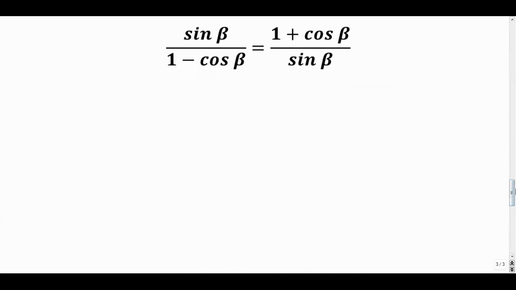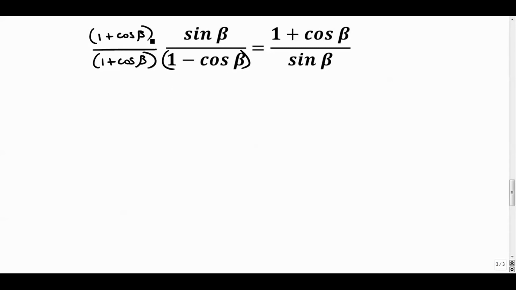At this point, you probably want to try this one on your own. Pause it, give it a shot, and then press play, see if you got it right. I'm going to change my left-hand side here. And I'm going to use a trick that I used in my previous video. When I see a denominator that doesn't have any squareds in it, I want to try to get it to have squareds in it. So what I'm going to do is multiply the top and bottom by its conjugate, 1 plus cosine beta. 1 plus cosine beta.